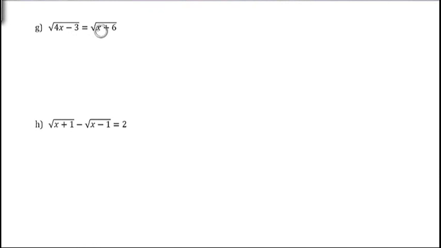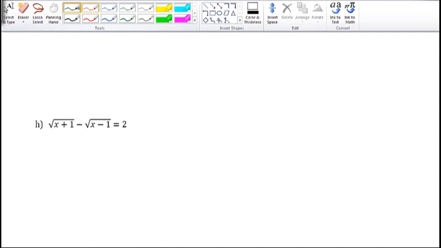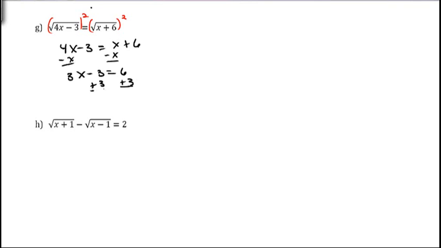In our next example here, we just have two single square roots that are equal to each other. So we're going to go ahead and square both sides of this. And that cancels out all of our square roots. And we end up with 4x minus 3 is equal to x plus 6. So now I want to get the x's on one side. So subtract x from both sides. We get 3x minus 3 equals 6. Add the 3 to both sides. Gives us 3x equals 9. And last step is to divide by 3. Gives us x equals 3.